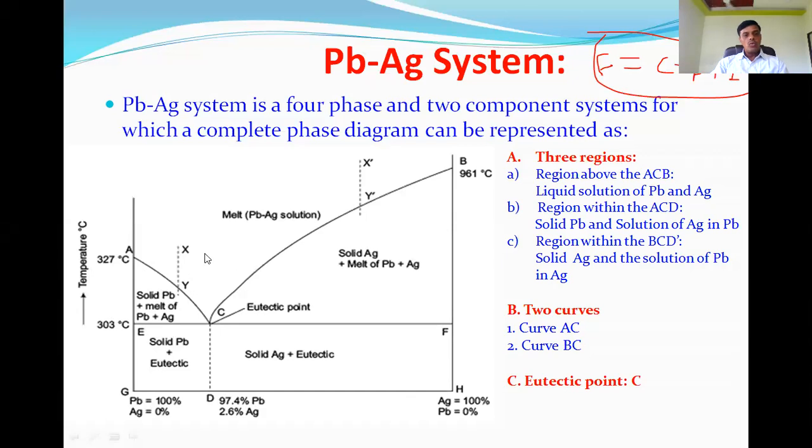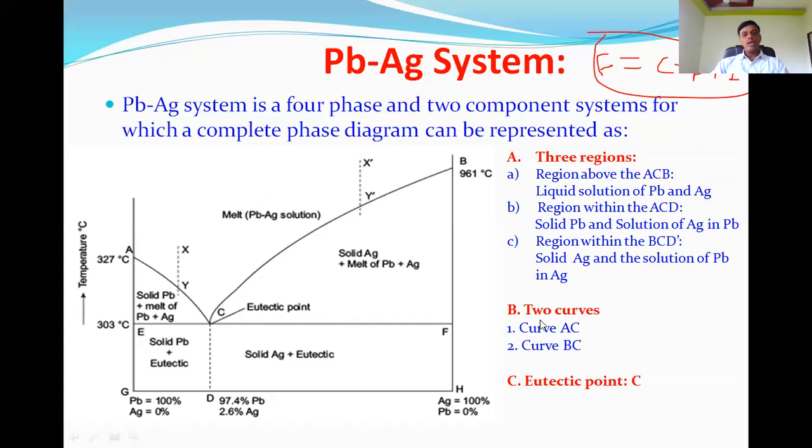Now, each region or each area has how many degrees of freedom? Two. This region also has 2 degrees of freedom. This region also has 2 degrees of freedom because each area represents only one phase, and to explain the composition of each phase, we require at least 2 degrees, 2 chemical constituents. Therefore, each area has 2 degrees of freedom.